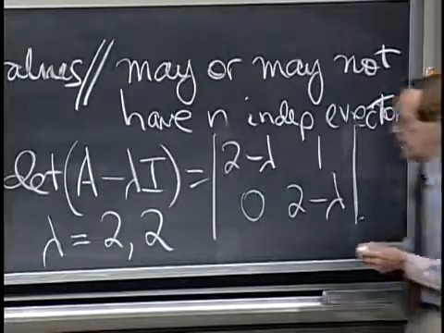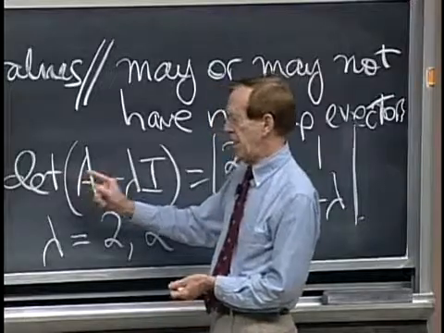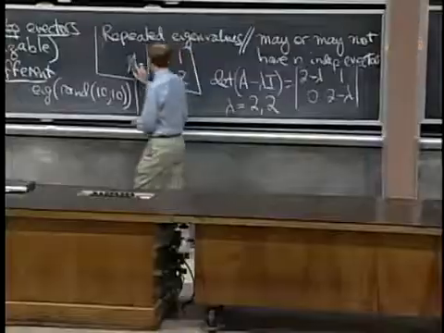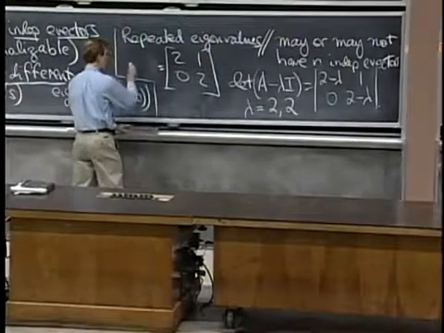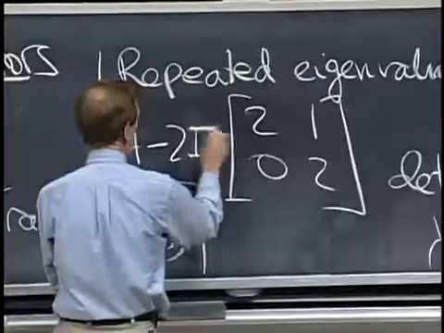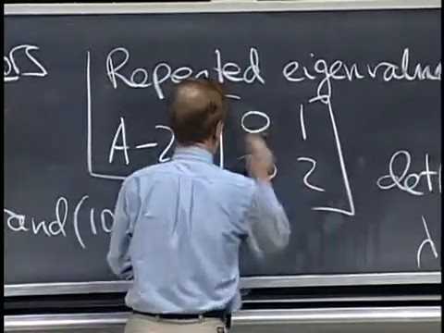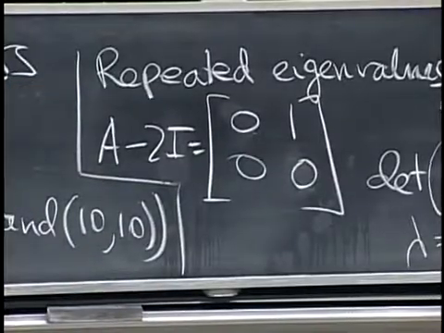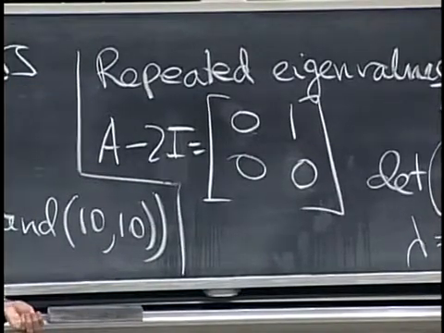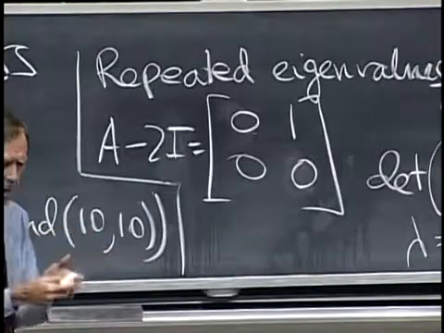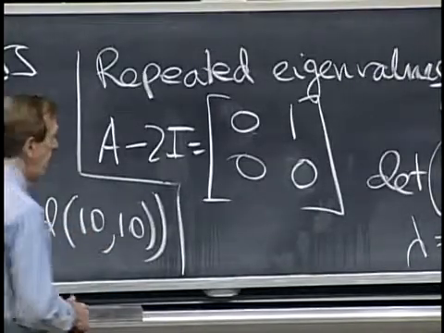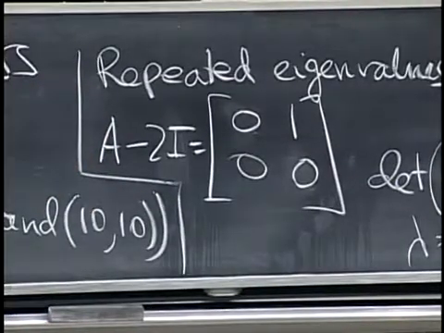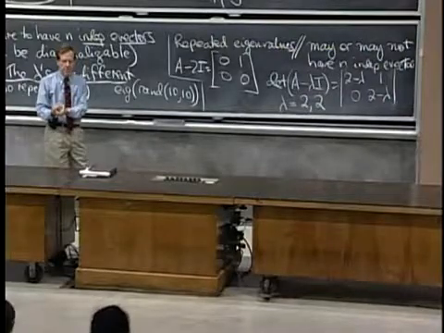So I look for eigenvectors, and what do I find for this one? When I subtract 2 times the identity, so A minus 2I has zeros here, and I'm looking for the null space. The eigenvectors are the null space of A minus lambda I. The null space is only one dimensional. This is a case where I don't have enough eigenvectors.